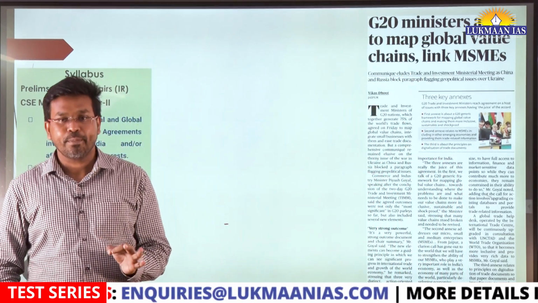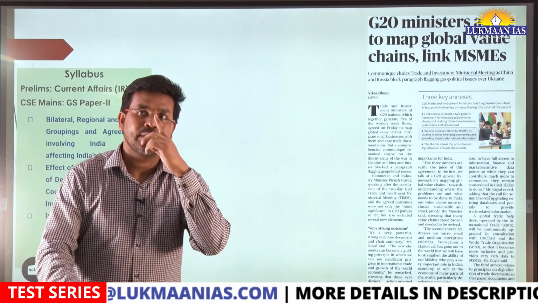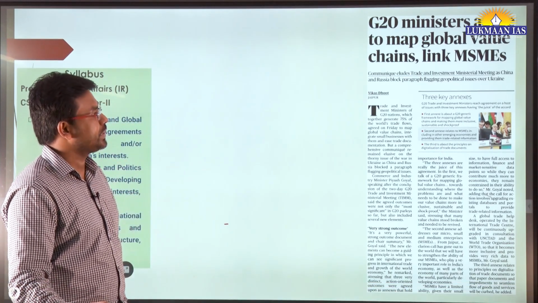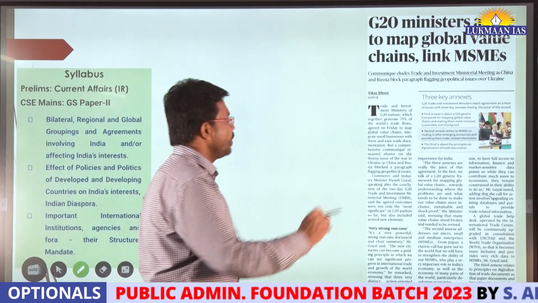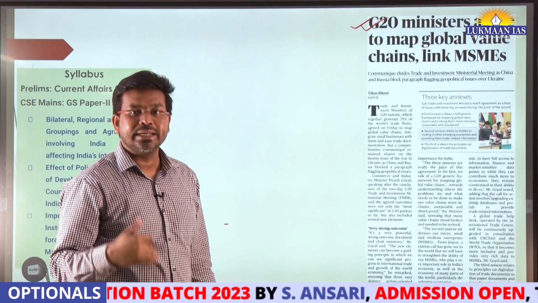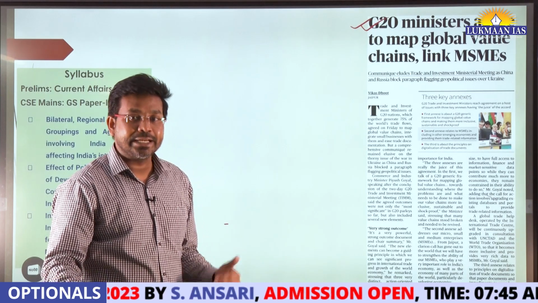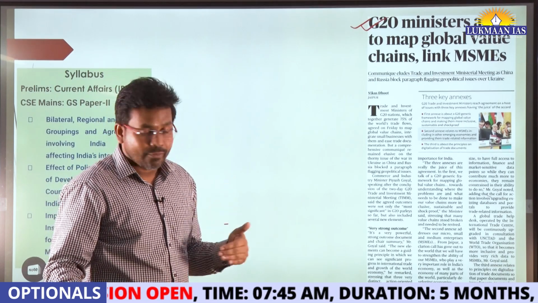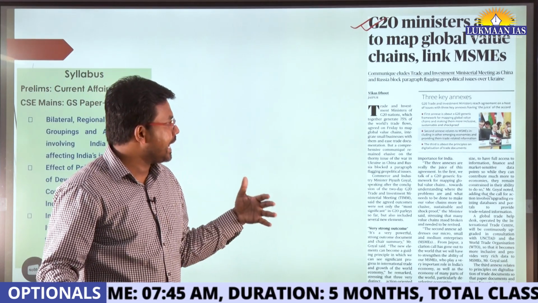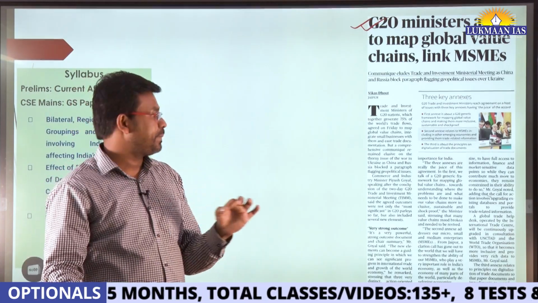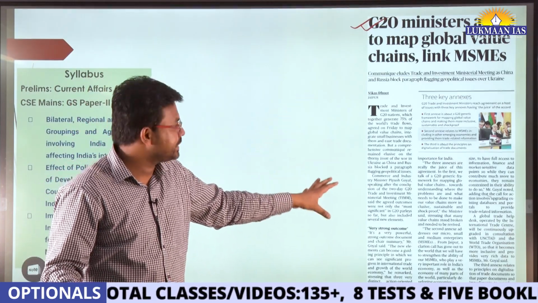Now this is another topic. This topic is again very important. It says G20 ministers agree to map global value chains, links MSME. So recently there was a meeting of the industry and commerce ministers, let's say trade ministers, of these G20 countries. And after the meeting, India's minister, Mr. Piyush Goyal, made some statements, and these statements are mentioned in this article.